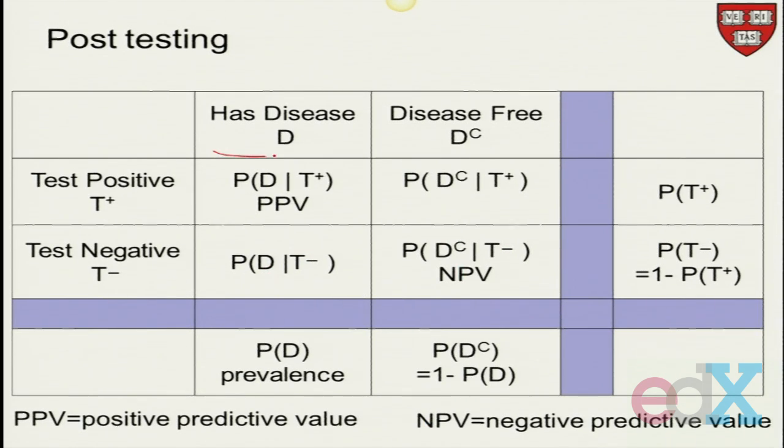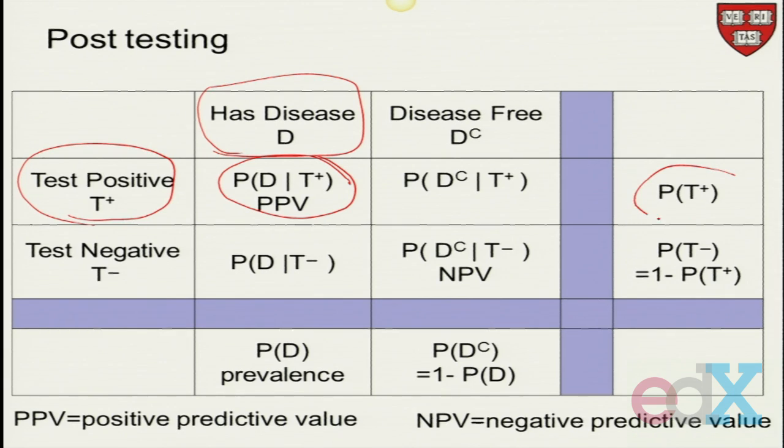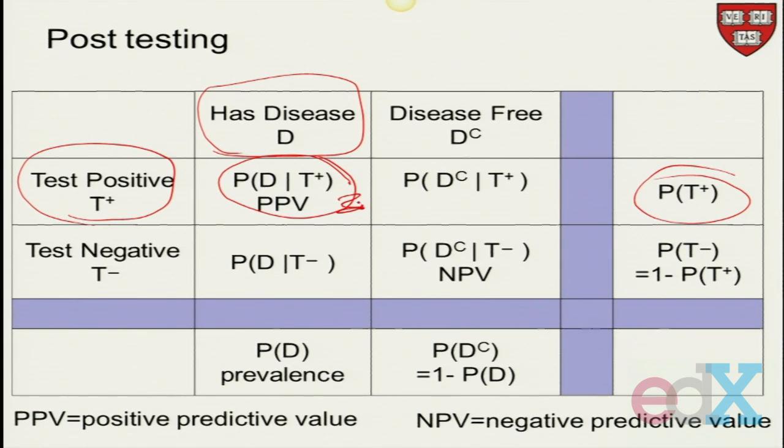After testing, post-testing, or posterior, what happened here? Of those who have the disease, how many tested positive? That's this quantity here: the probability of the disease given that you've tested positive. So here we look at everybody who tested positive along that row. How many actually have the disease? What proportion have the disease? That's called the PPV, the positive predictive value.